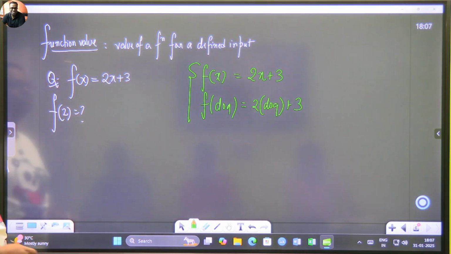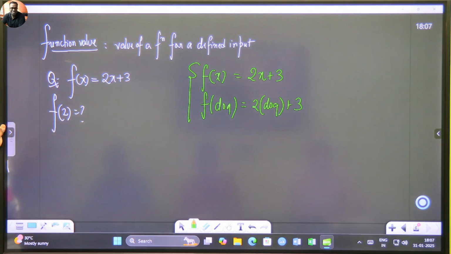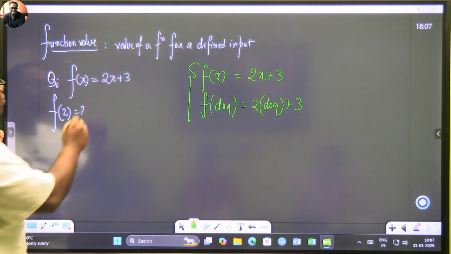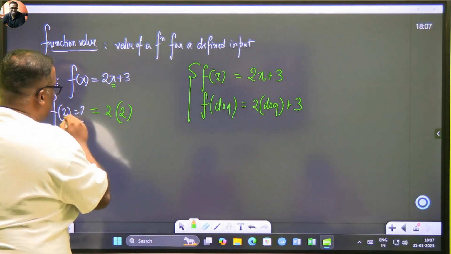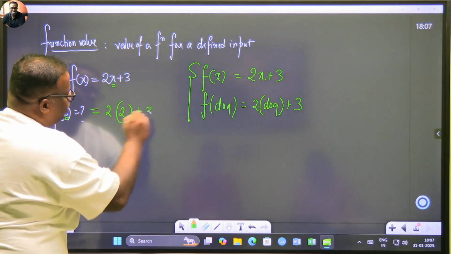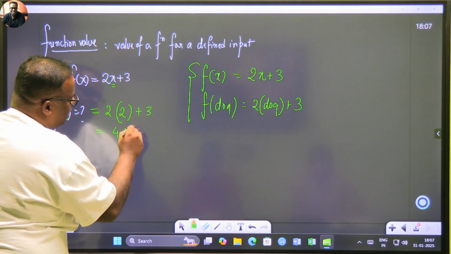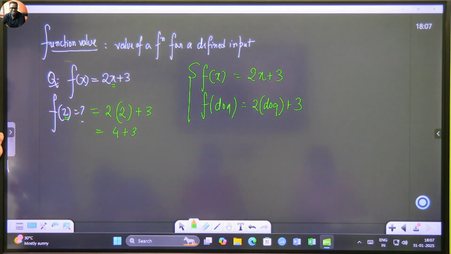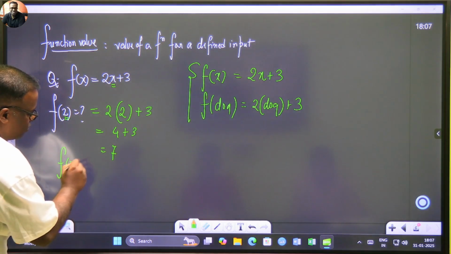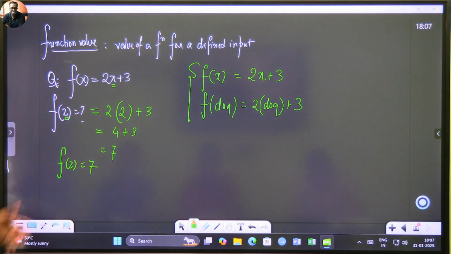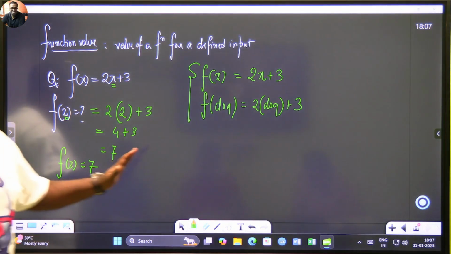Okay, so we have to calculate f of 2. So we said, what is f of dog? 2 times dog plus 3. So we take 2, we put our input 2, which means whatever was x is replaced by 2, plus 3. Follow BODMAS, which is equal to 7. So we write f of 2 is equal to 7. So easy. This type of problems you get. You'll be able to do all these.